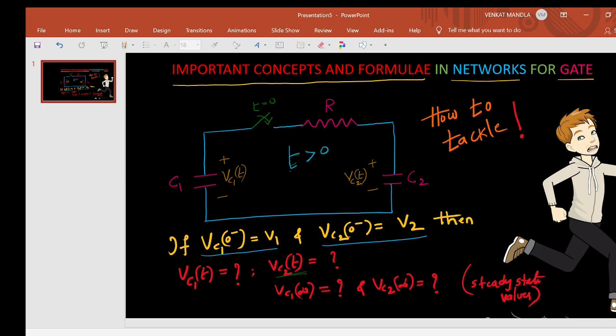for any time t greater than 0, what is the voltage across the capacitor C1 as a function of time? What is the voltage across the capacitor C2? That is Vc2(t), a function of time. And also he asked for the steady state values, that is Vc1(infinity) and Vc2(infinity) across these two capacitors. This is the question. So I will explain how to tackle this type of question.